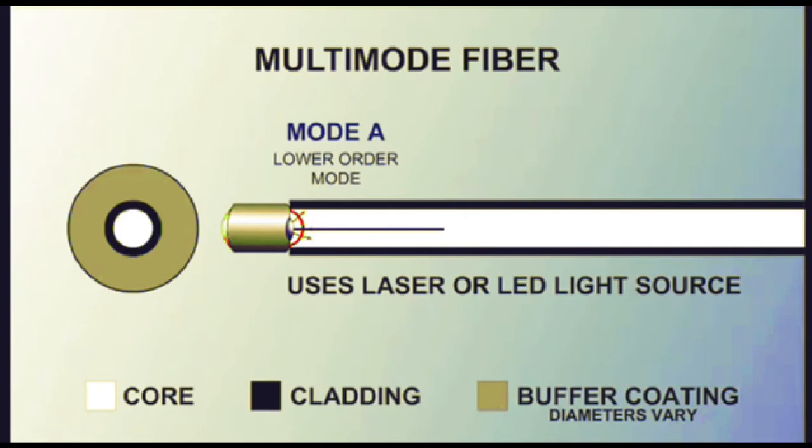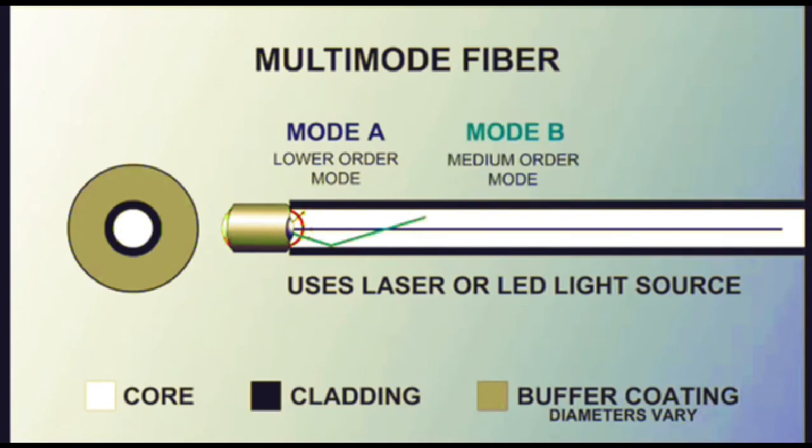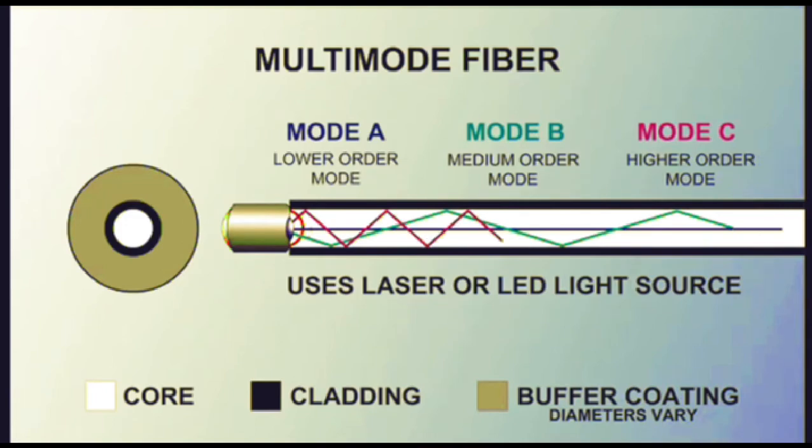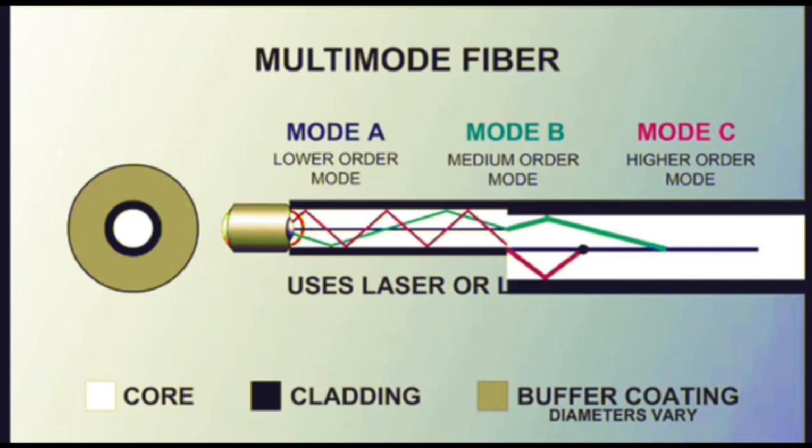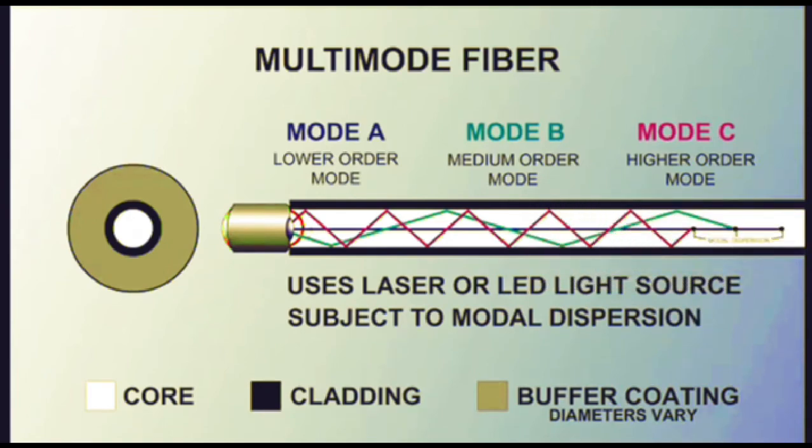If the light wave enters the core at an angle close to 0 degrees, it is referred to as having a lower order mode. As the entering light wave deviates from 0 degrees, the order of the mode increases. The higher the order of the mode, the more the light wave will strike the cladding as it moves down the core. Consequently, a higher order mode takes longer to reach its destination. This timing difference between higher and lower modes creates modal dispersion and degrades system performance. As a result, multimode fiber strands are mostly used for data transmission over shorter distances.